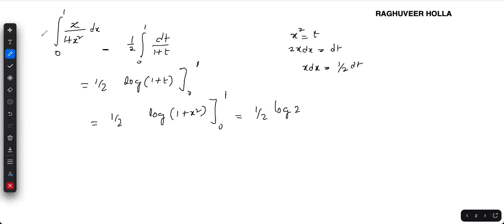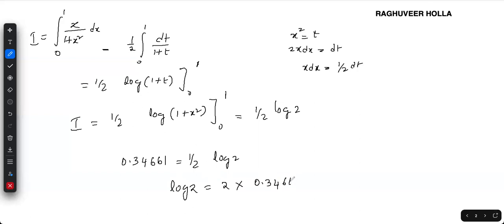So keeping this as I, which we already got as 0.34661, it equals half log 2. We want log 2, which is 2 times 0.34661. So your log 2 will be 0.693. This is your answer.